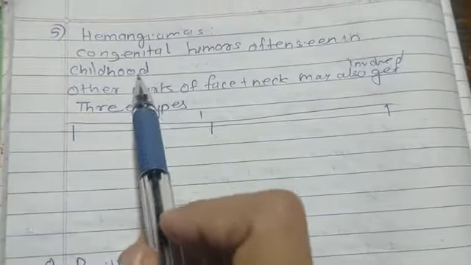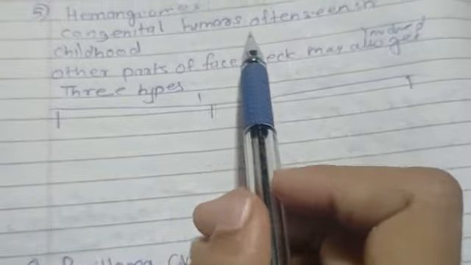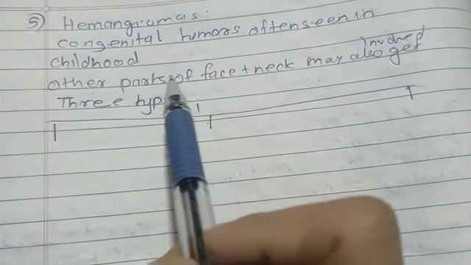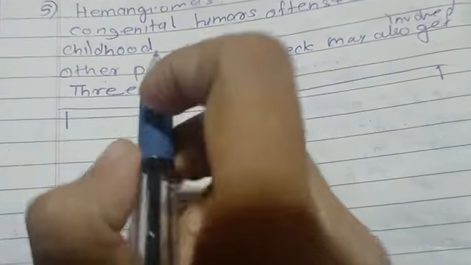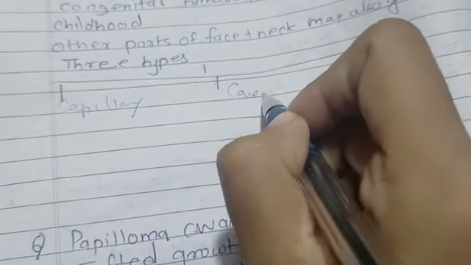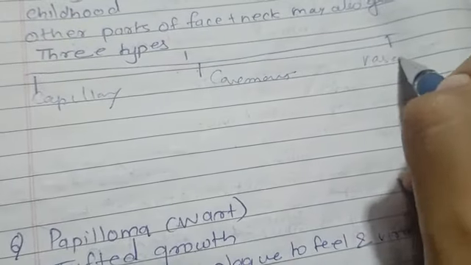Next we talk about the hemangiomas. Hemangiomas are basically congenital tumors that are often seen in childhood and in other parts of the face plus neck, and there are three types of them. First is the capillary hemangioma. Second one is known as the cavernous hemangioma, and the third one is known as vascular malformations.